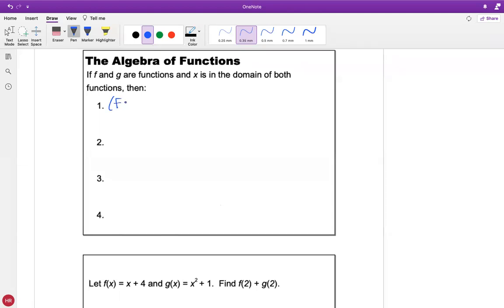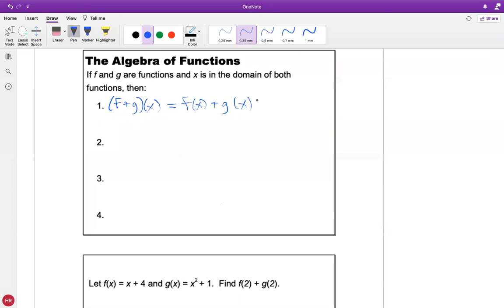But if you ever see this, f plus g in parentheses, and then of x, what that means is you add f of x and g of x together. This is just a different way to write this. f plus g of x equals f of x plus g of x.